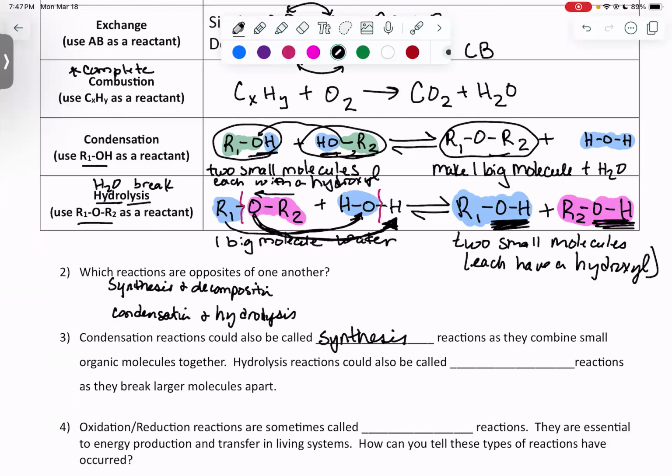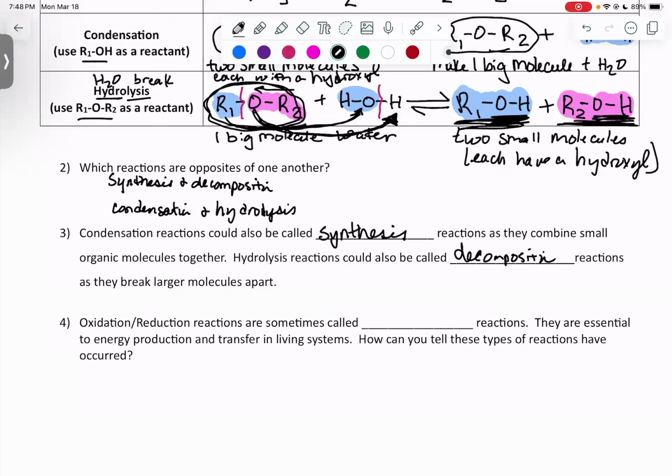So if hydrolysis is the opposite, then hydrolysis reactions could be called decomposition. And I'll show you that. Because I'm starting with one big molecule. Here's my one big molecule, and I'm breaking it down into two smaller molecules. And so this is just to look for patterns in the different reactions.